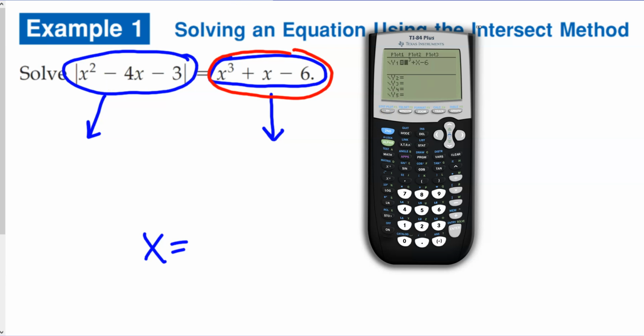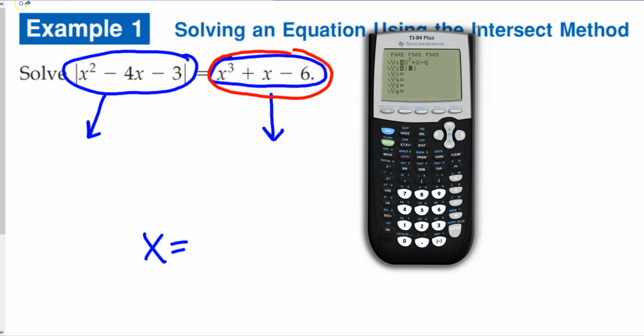This one's the more complicated one. It has absolute value symbols. So I'm going to arrow down to the second equation, and I'm going to put in an absolute value symbol. The absolute value symbol is in the math menu, so I click on the math button. I arrow to the right to the numbers, and the first option says ABS, which is absolute value. So I press 1. There are my absolute value symbols.